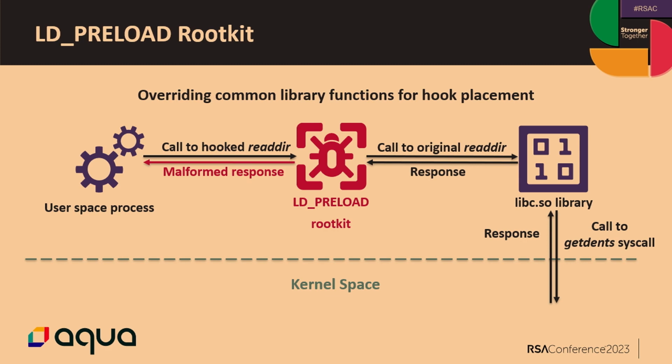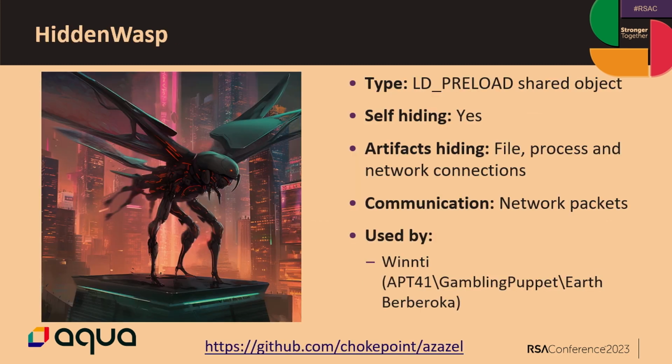So how do you detect this using eBPF? This was our approach: we created an event that every time a shared object is being loaded into memory, we check all the exported symbols, and if those symbols correlate with symbols that are part of the attack, we can create an event stating that this symbol is being loaded into memory, which is not part of the original library. For the first example, we're going to talk about Hidden Wasp.